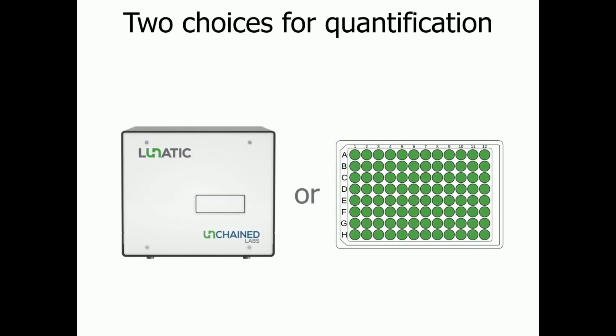Let's take a hypothetical example of a high throughput use case, a biobank that aims to enroll and genotype 50,000 individuals. They compare 2 methods for quantifying the DNA in their workflow, Lunatic or a fluorescent-based assay. The question is, which will be better?